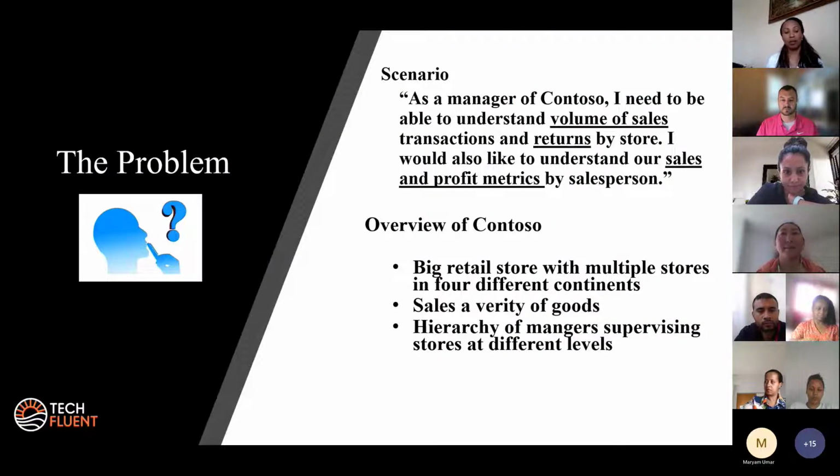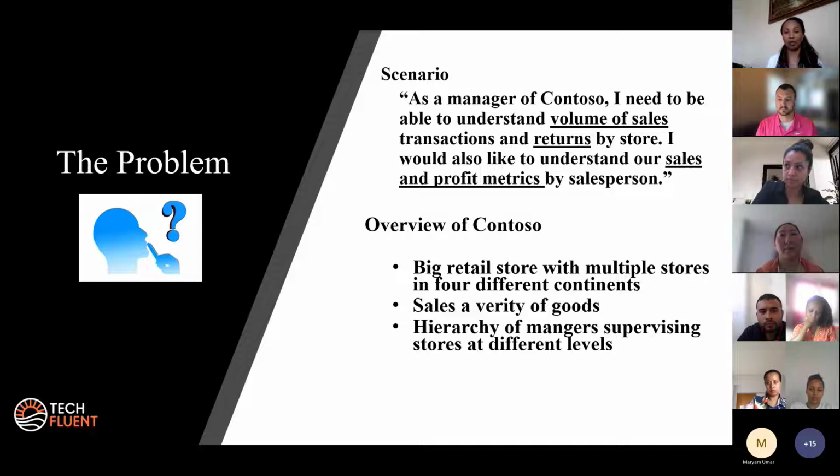So to start with the problem, as it was described in the scenario, a manager at Contoso needs to understand the volume of sales transactions and returns by store. He would also like to understand sales and profit metrics by salesperson. Here I need to mention that I diverted from the prescribed sales data. I used the general Contoso store for this presentation.